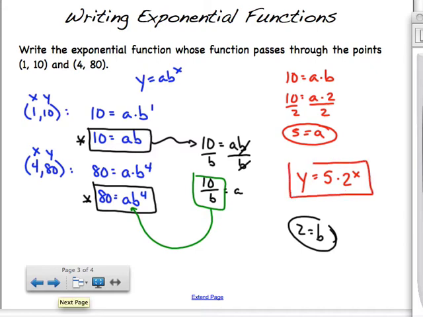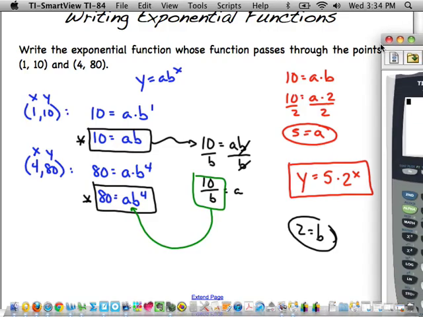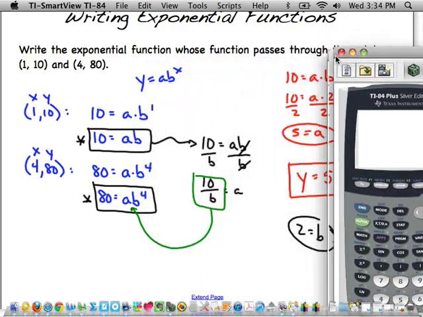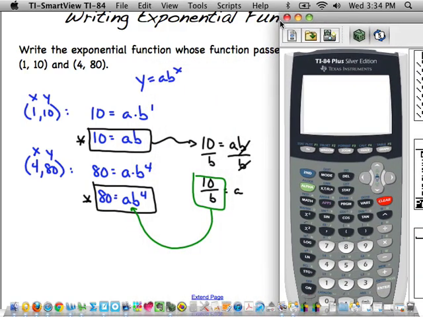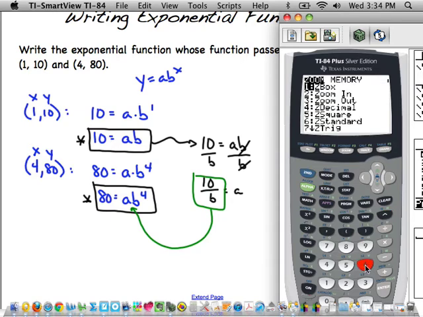I guarantee you, if you took time to graph this function, I know it passed through (1, 10) as well as (4, 80). And as a matter of fact, let's go ahead and do that. I'm going to grab my calculator and bring it right here for us. My function was 5 times 2 raised to the x. If I graph that, I'm going to do Zoom 6 to make sure I'm on my standard window. Okay, and I have something that looks like this.